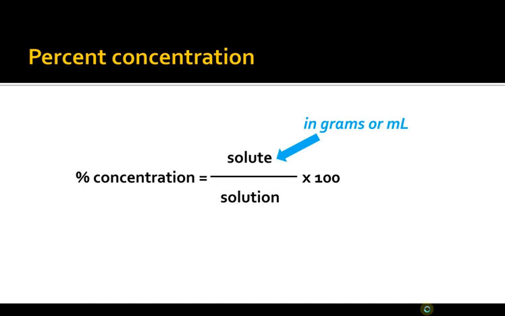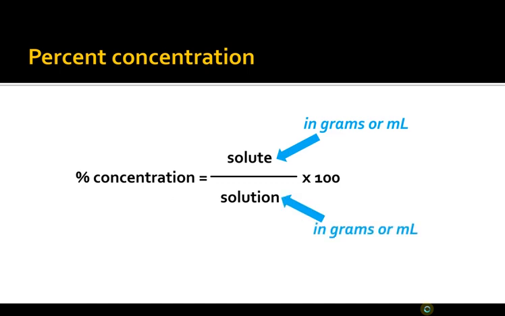In fact, it turns out that we don't even have to know what the solute is to calculate percent concentration, because we don't need to calculate moles. We don't need to know its formula. We don't need to know its molar mass. We can just use grams of any old solute and treat it more or less the same, no matter what that might be. And the same is true for milliliters. So this numerator, solute, is in grams or milliliters of solute. We don't need to get it into moles.